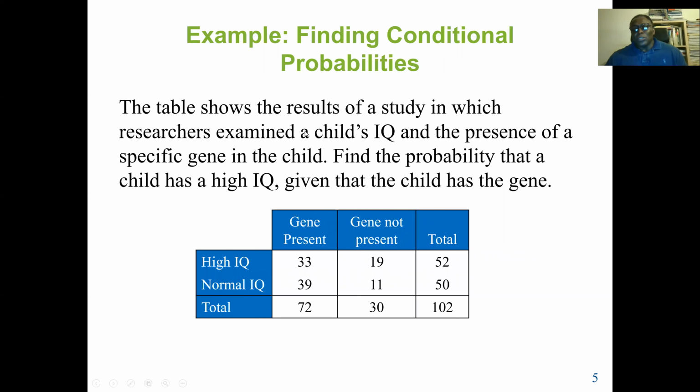They say the table shows the result of a study in which researchers examine a child's IQ and the presence of a specific gene in the child. Now, find the probability that the child has a high IQ, given that the child has the gene. So it will be 33 over 72, because high IQ is 33. And the total children with the gene present, because the condition given is that the child has the gene, is 72 total.